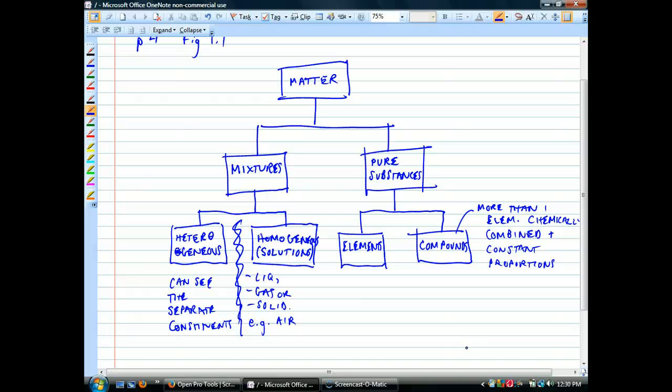Questions about those points of classification?